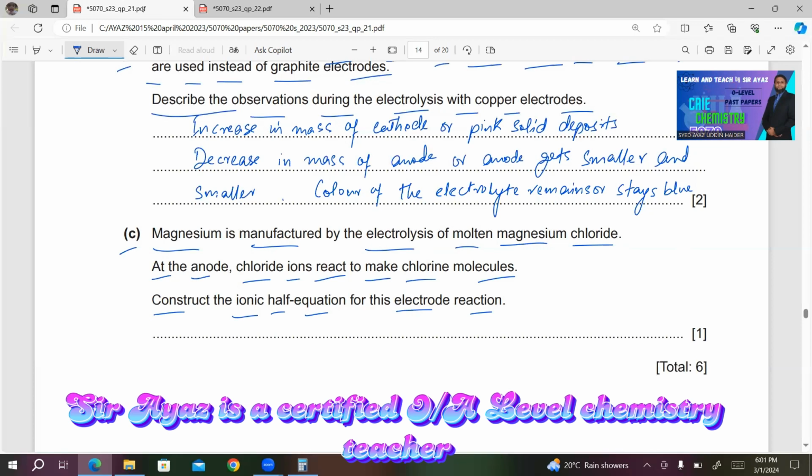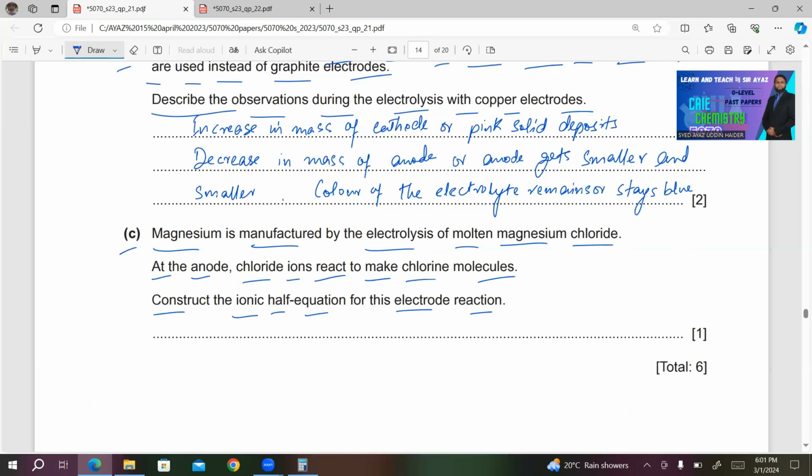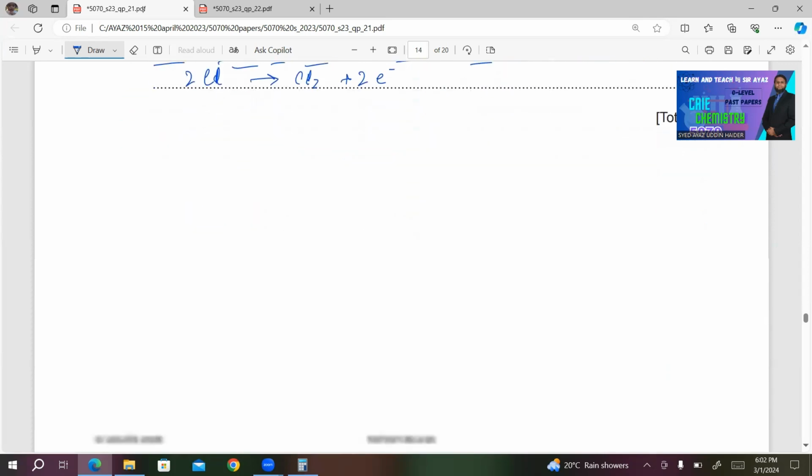Chloride ion will be losing electrons to produce chlorine molecules. Cl- gives Cl2 molecule plus electron. And if you balance the equation, we have Cl2 molecules, so you write 2 before Cl- ion and 2 before electrons. This will be the final answer.